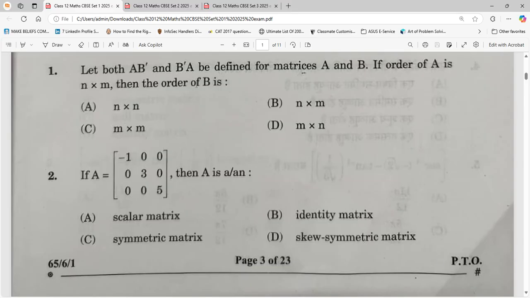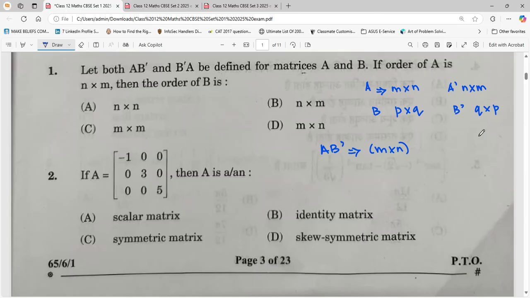The order of A matrix is given, the order of B matrix is asked. So let A matrix be M cross N. So A dash matrix will be N cross M. B matrix, let's assume it is P cross Q. So B dash matrix is going to be Q cross P. So if A, B dash is defined, which means A is M cross N and B dash is Q cross P, which means N and Q are equal.